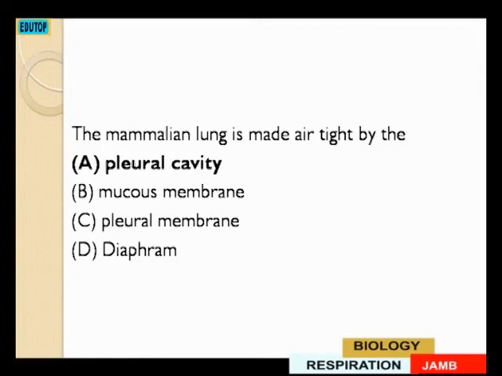The next question: the mammalian lung is made airtight by A, the pleural cavity, B, the mucous membrane, C, the pleural membrane, D, the diaphragm. I have explained the respiratory system, the components earlier, but because of this question, I'll go over that again. The diaphragm is at the lowest part of the respiratory system, and it contracts and relaxes during inhalation and exhalation.